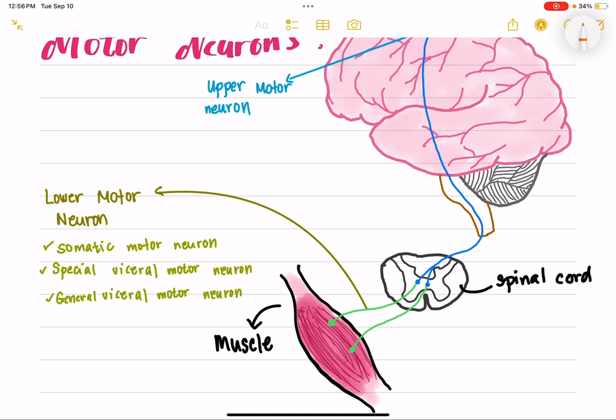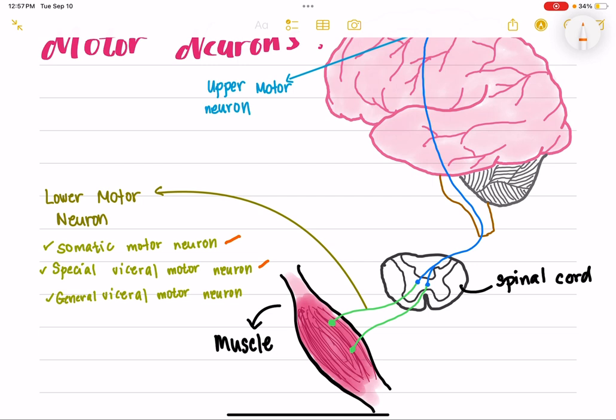Sa lower motor neurons naman, have cell bodies in anterior horn of spinal cord. Their axons leave the CNS, or the central nervous system, and extend through spinal or cranial nerves to skeletal muscles. Panaog na siya. Lower motor neuron, may tatlo kita: the somatic motor neuron, special visceral motor neuron, and general visceral motor neuron. Somatic motor neuron extends to skeletal muscle to control movement and muscle tone. Special visceral motor neuron supplies muscles in the head and neck. General visceral motor neuron is involved in the autonomic nervous system.